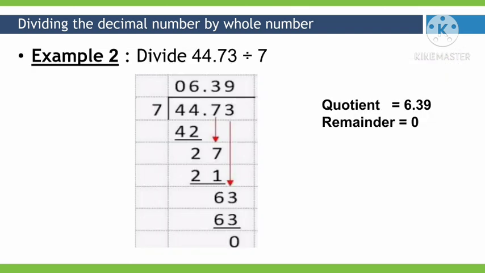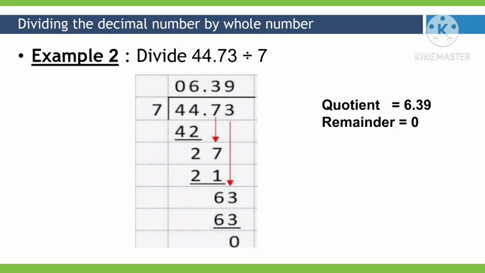Here is another example. We have 44.73 divided by 7. So when you divide, first take 44 ones. So 7 sixes are 42. The remainder is 2. Then you have to bring the 7 tenths down. So when you take 27 tenths, we are crossing the dot. So immediately you have to keep the dot in the quotient place. Then check for 27 in the 7 table.